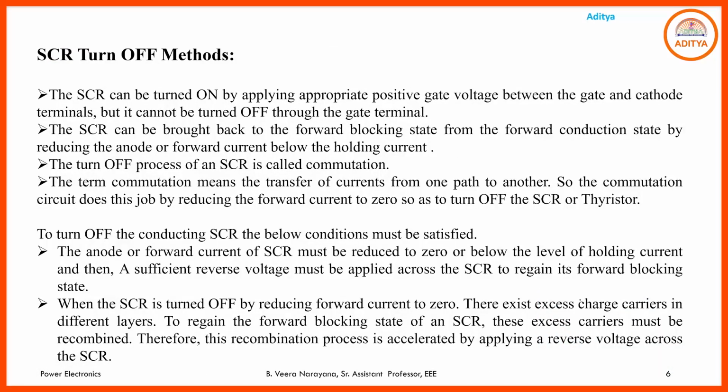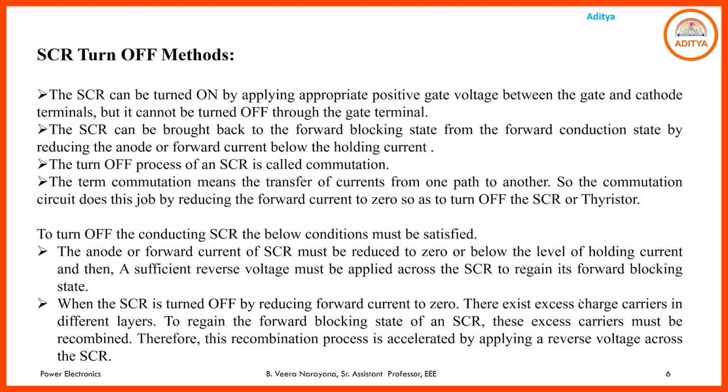Coming to the SCR turn-off methods, we discussed different turn-on methods of the SCR. Turn-on methods are used to bring the SCR from the forward blocking state to the forward conducting state. We have different turn-on methods: forward voltage triggering, temperature or thermal triggering, dV by dt triggering, light or radiation triggering, and gate triggering. Out of these, the gate triggering method is the most economical, efficient, and advantageous one.